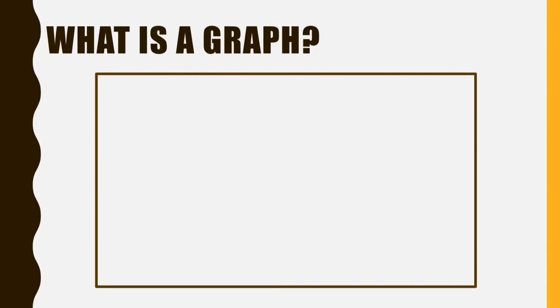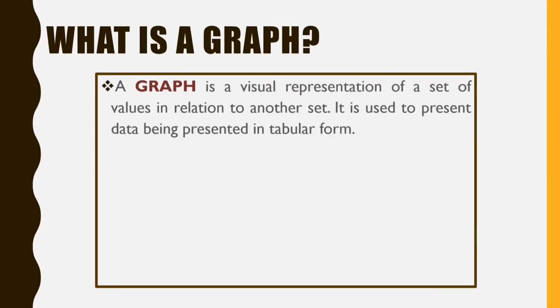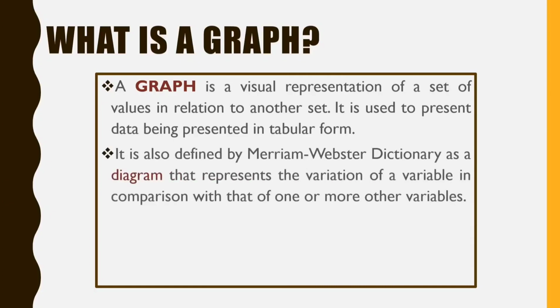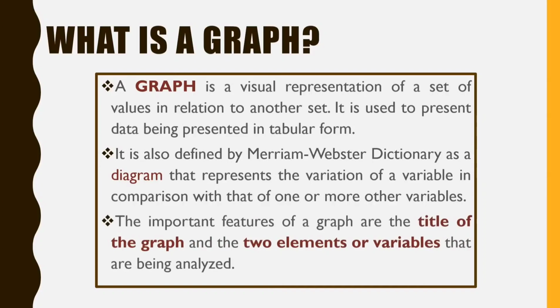First, let us look at the definition of graph. A graph is a visual representation of a set of values in relation to another set. It is used to present data being presented in tabular form. It is also defined by Merriam-Webster Dictionary as a diagram that represents the variation of a variable in comparison with that of one or more other variables. The important features of a graph are the title of the graph and the two elements or variables that are being analyzed.